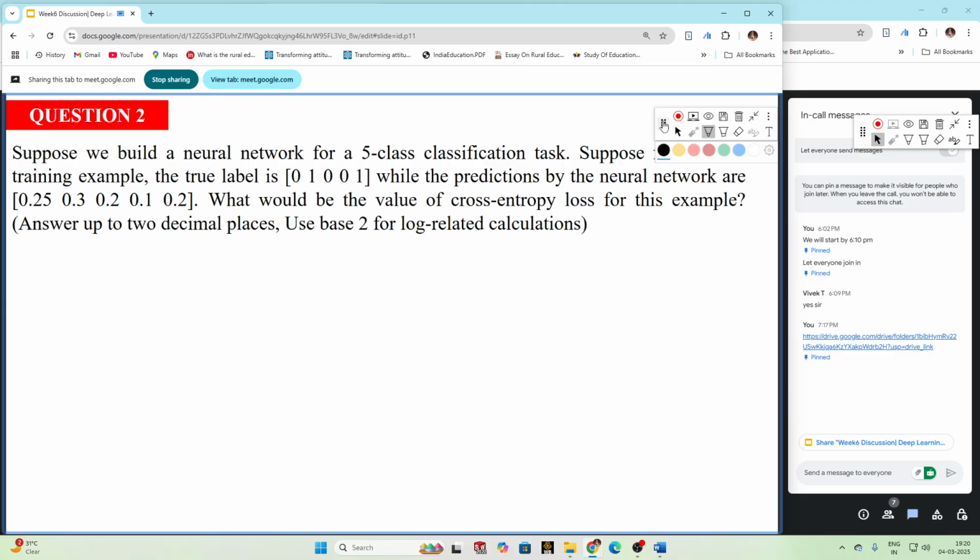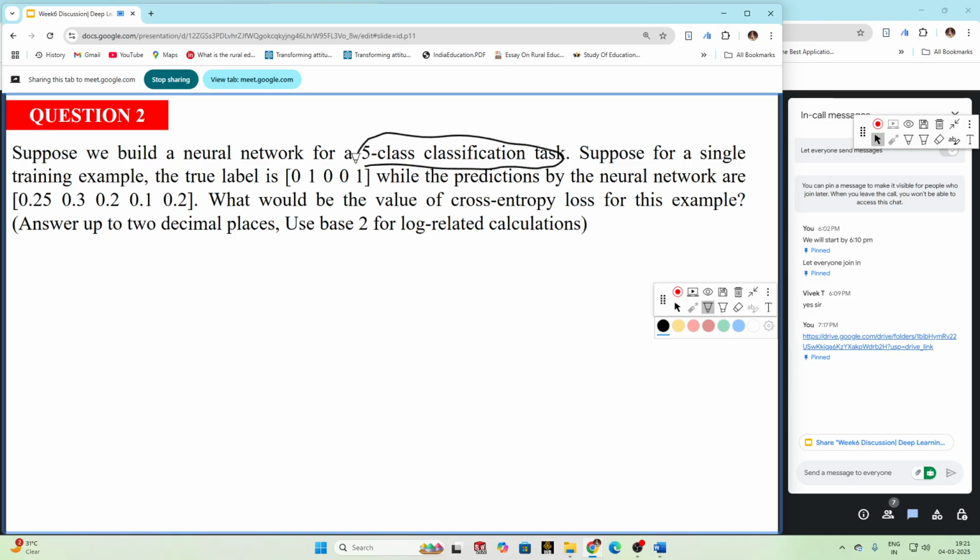Now question number two. Suppose we build a neural network for a 5-class classification. So number of inputs you can say are 5. Suppose for a single training example, the true label is 0, 0, 0, 0, 1. So these are nothing but the value of the different neurons. So first neuron will have value 0, second one 0, third 0, fourth 0, and fifth 1.